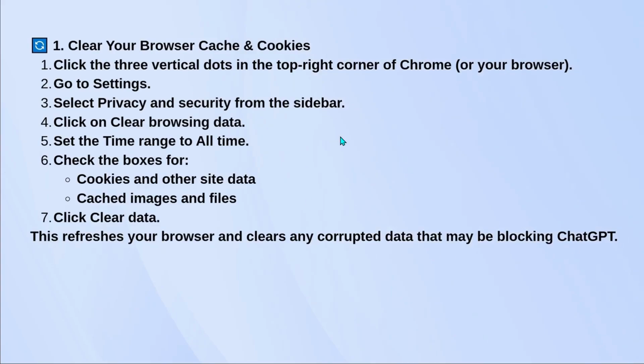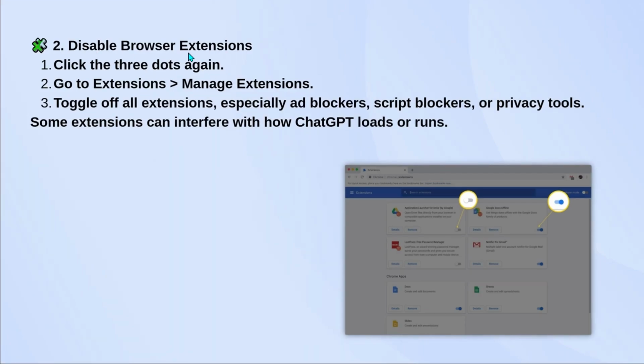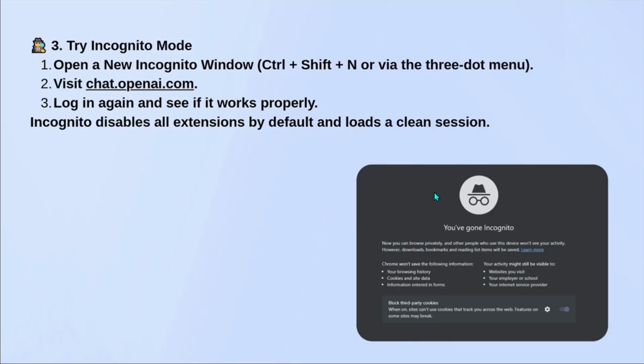Next, try turning off your browser extensions. Some add-ons, especially ad blockers or privacy tools, can block parts of the site from working. Click the three dots again. Go to Extensions or Manage Extensions and toggle them off one by one to see if one of them is causing the issue. If it's still not working, try using Incognito mode.